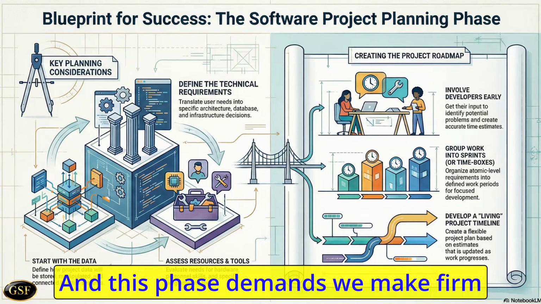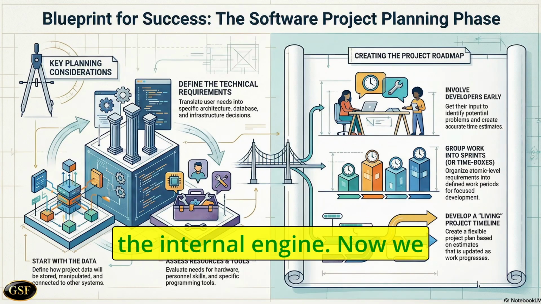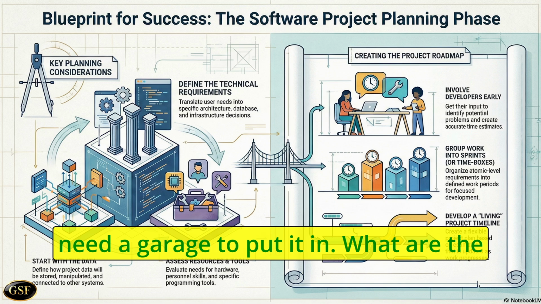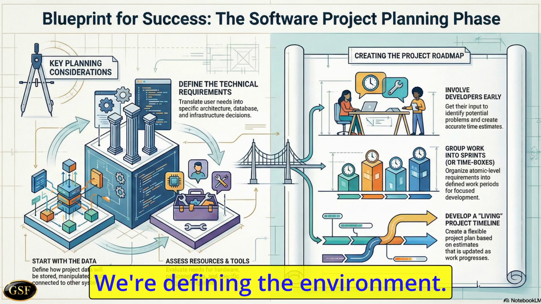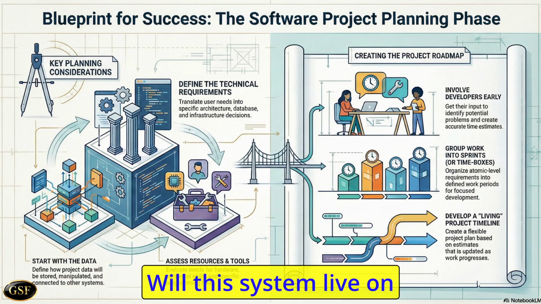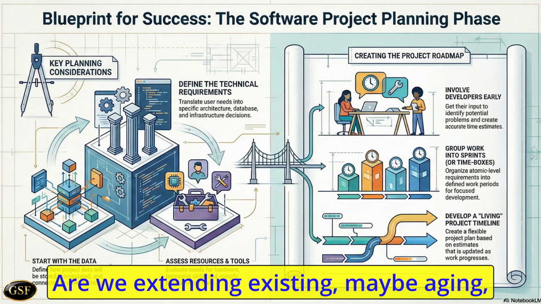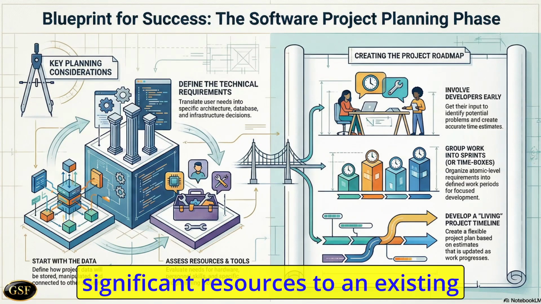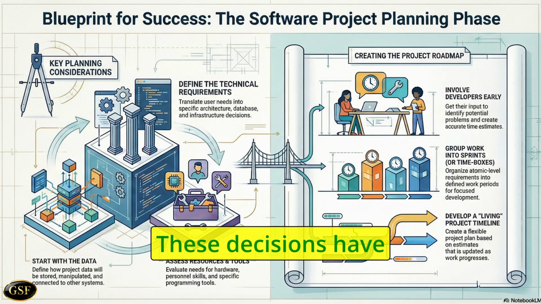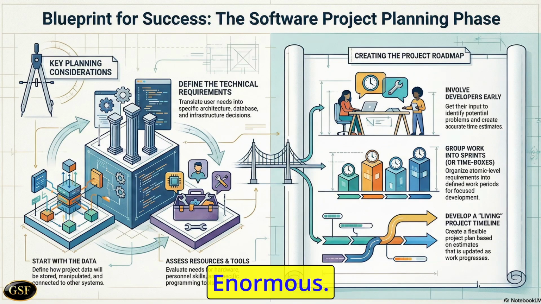And this phase demands we make firm infrastructure decisions. Okay, so we've defined the internal engine. Now we need a garage to put it in. What are the big infrastructure questions we have to answer right now before we even hire the team? We're defining the environment. Will this system live on newly purchased physical hardware? Are we extending existing, maybe aging virtual server systems? Or are we going full cloud and adding significant resources to an existing cloud infrastructure? And these decisions have huge cost and time implications. Enormous. They have to be factored in now.